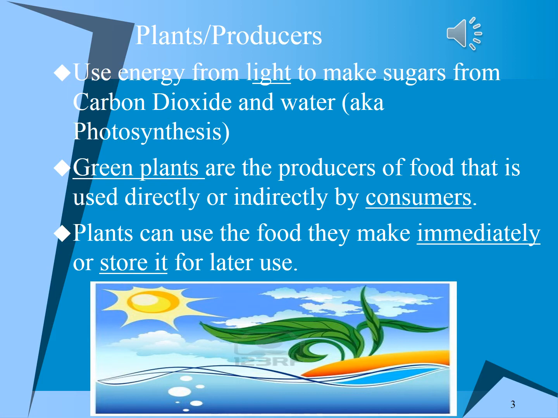Green plants are the producers of food that is used directly or indirectly by consumers. So if we are eating salad and we are eating lettuce and tomato and cucumber, we are eating it directly. However, if we eat the hamburger, which is made from cows, which ate the grass, we are taking in the energy indirectly because we are eating a consumer that ate the producer. Plants can use the food that they make immediately or store it for later.